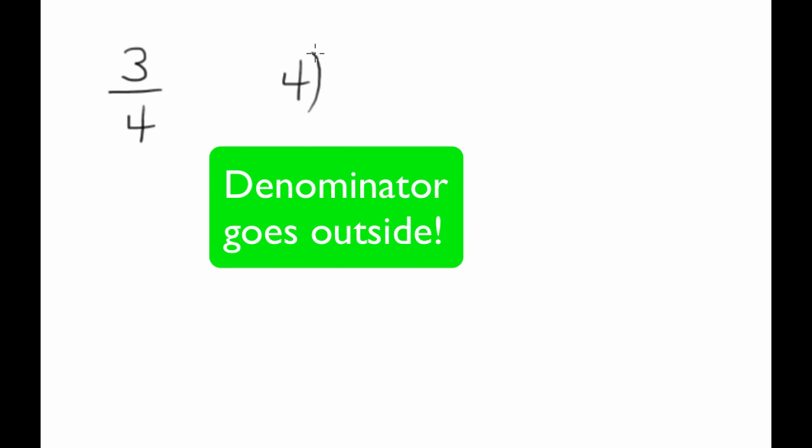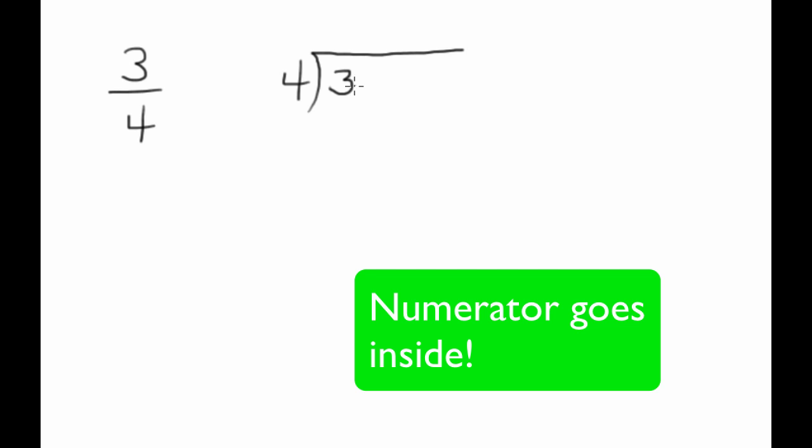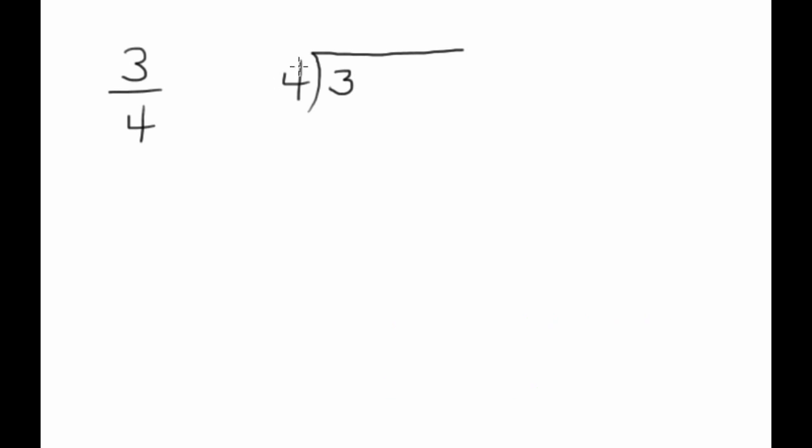Let's start with our fraction, 3/4. 3 is the numerator, 4 is the denominator. We want to divide 3 by 4. So 4 is going to be here on the outside, and 3 is going to be on the inside. Right away, you should realize we can't fit 4 inside of 3. We're going to fix this problem by writing 3 as a decimal.